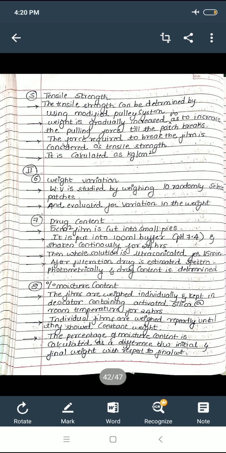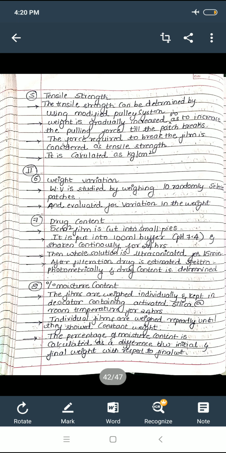Coming to the second part of evaluation, that is weight variation. Weight variation is studied by weighing 10 randomly selected patches, and any variation in the weight can be calculated or evaluated.